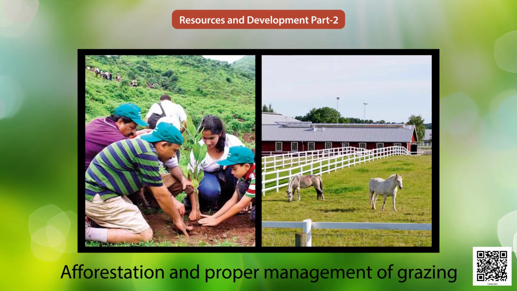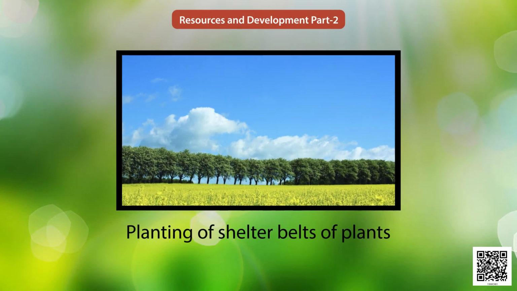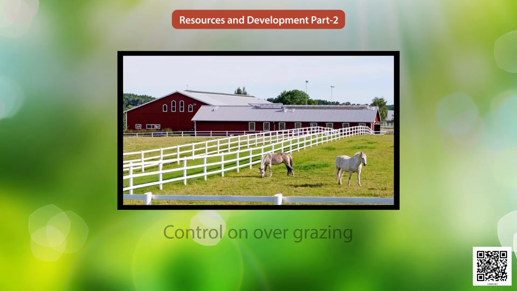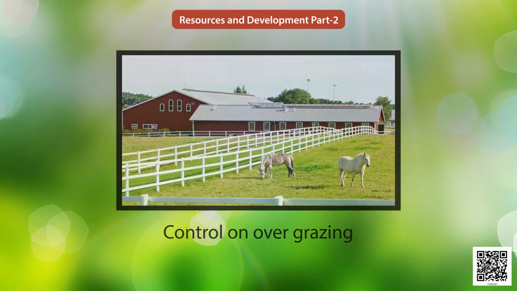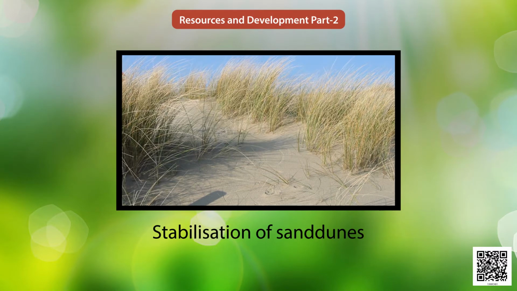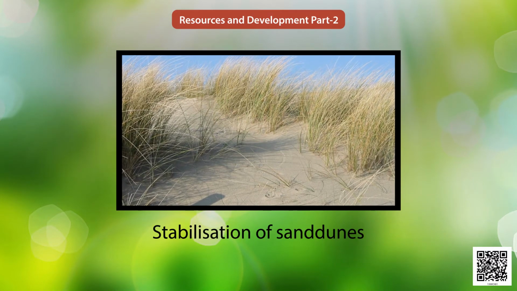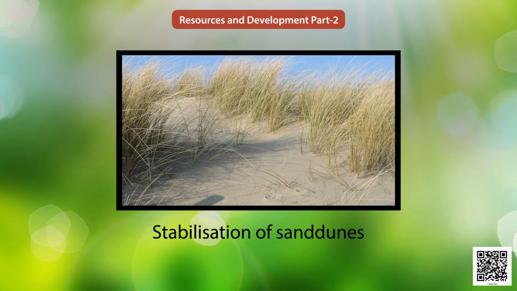Afforestation and proper management of grazing can help to some extent. Plantation of shelter belts of plants, control on overgrazing, stabilization of sand dunes by growing thorny bushes are some of the methods to check land degradation in arid areas.